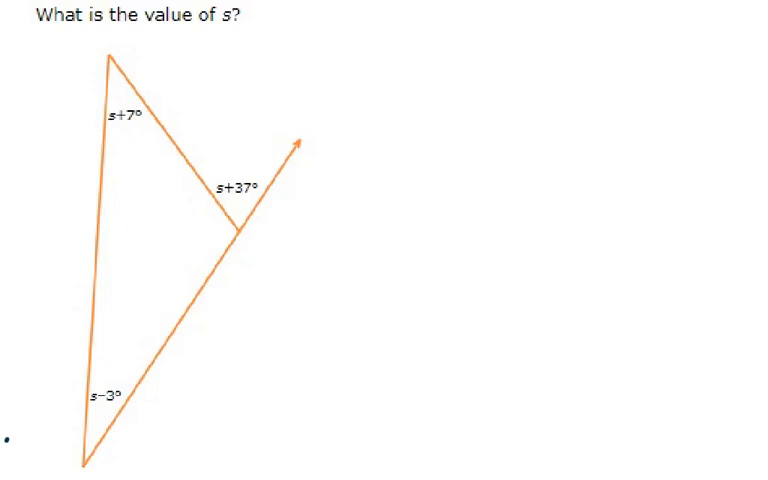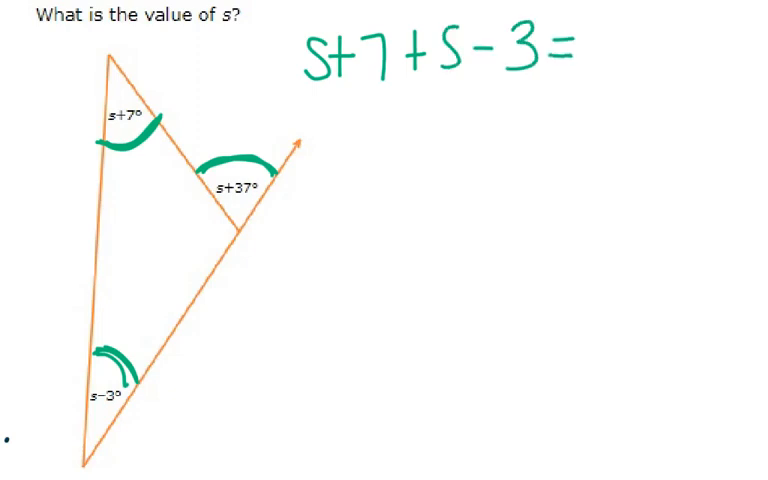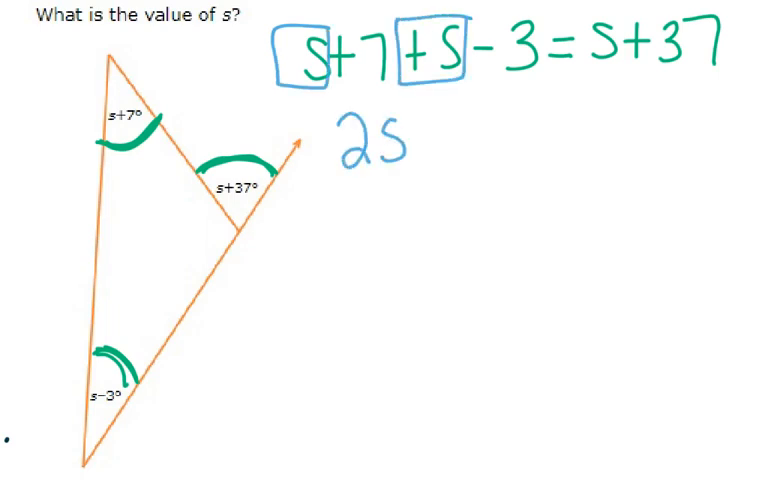Okay, so for this next one, we have to remember that the sum of the two non-adjacent angles is equal to the total at the exterior angle. So what we need to do is we need to add up these two interior angles. So s plus 7 plus s minus 3 is going to be equal to s plus 37. So now I'm going to combine my like terms. So we have s and s, which is 2s. Then we have 7 and negative 3, which will give us 4.